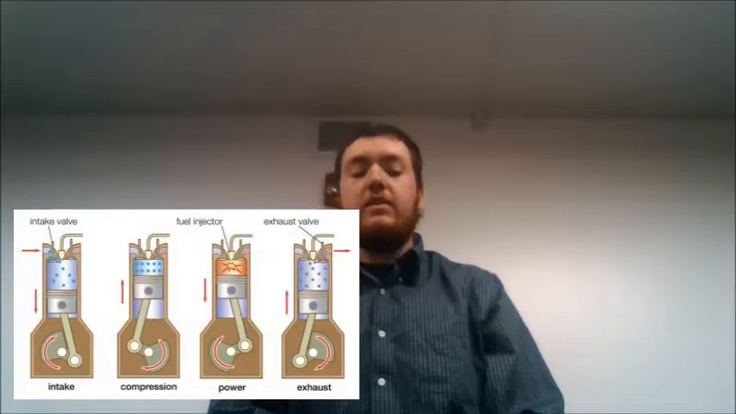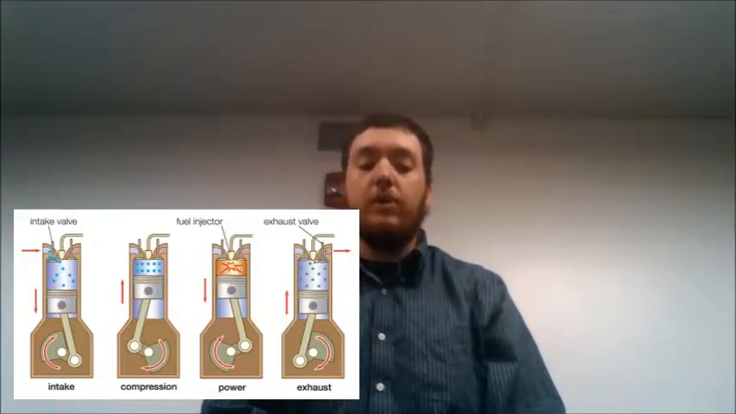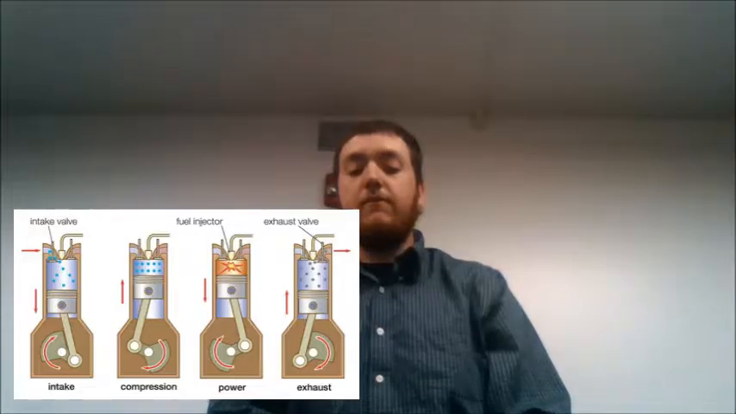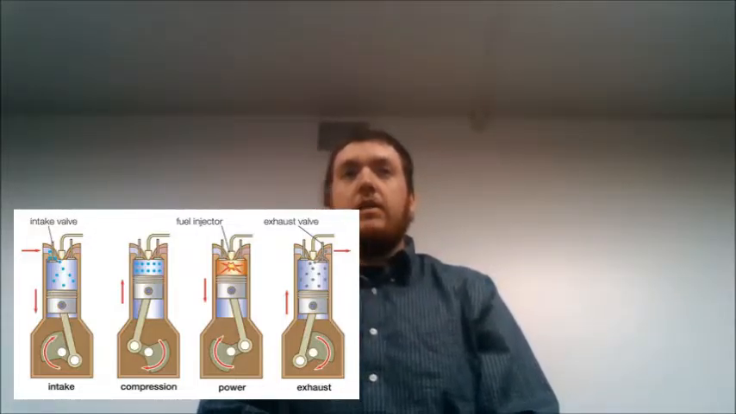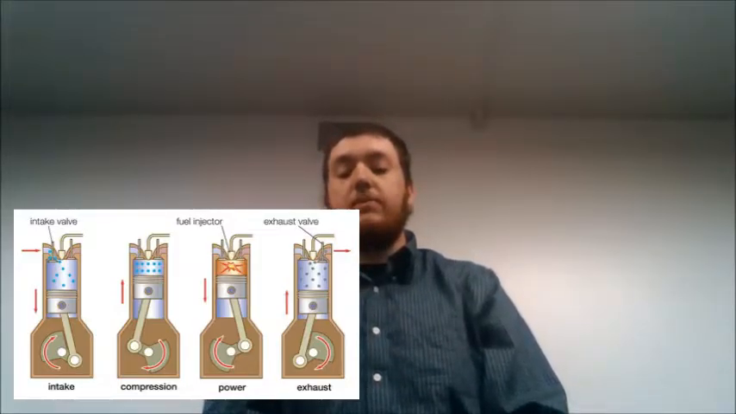Now I'd like to talk about the four strokes the engine will go through. It is also known as the Otto cycle for a gasoline engine. There is an intake stroke, a compression stroke, a power stroke, and an exhaust stroke. In the intake stroke, the intake valve will open up and allow for the air-gas mixture to come into the engine, forcing the piston to move down the cylinder.